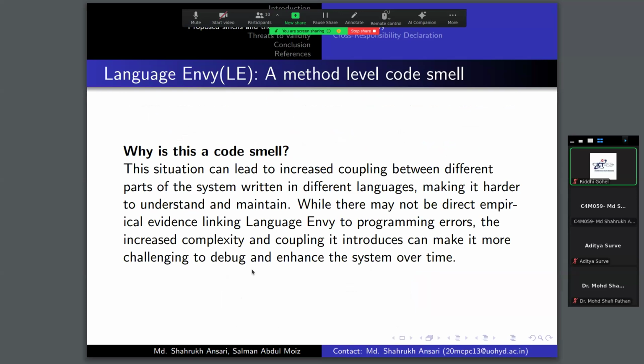Why is this a code smell? Because this situation can lead to increased coupling between different parts of the system written in different languages, making it harder to understand and maintain. While there may not be direct empirical evidence linking language envy to programming errors, the increased complexity and coupling it introduces can make it more challenging to debug and enhance the system over time.